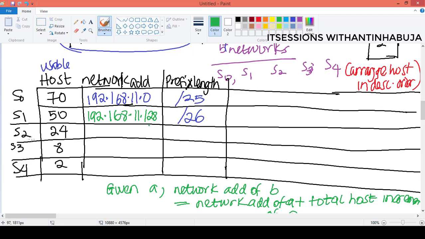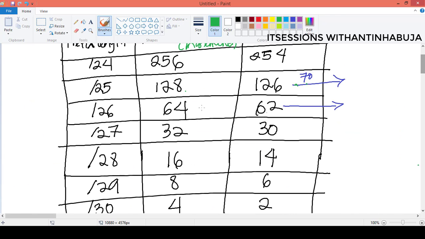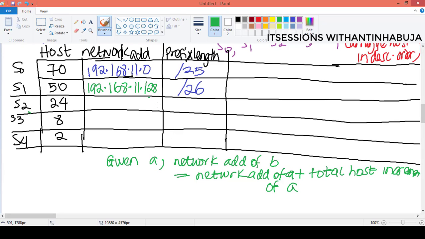For us to know the network of S2, we check for the total host increment of S1, that's slash 26. Slash 26, the total host increment is 64. So you come back here, 64, and then you add 64 to 128. What you get is what will give you the network address of S2. So 64 plus 128, that's 192. So 192.168.11.192.